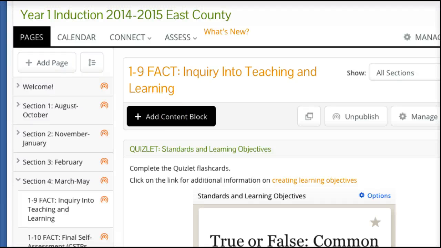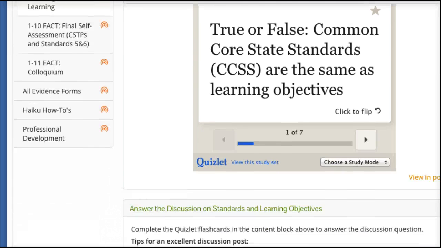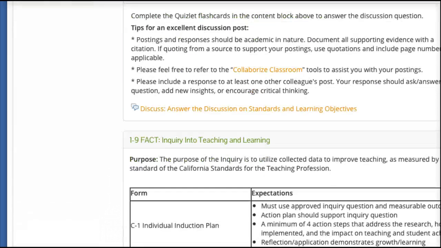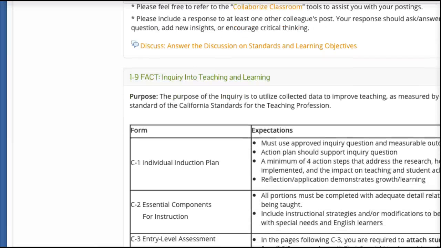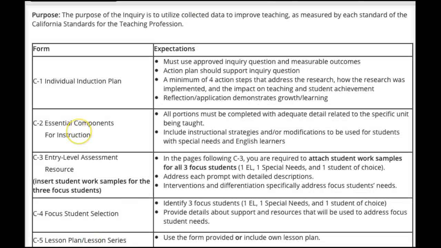Hi, this short video is going to focus on yet another portion of 1-9 Fact Inquiry into Teaching and Learning. We're on this page for haiku, and we're going to scroll down to where we find a listing of the documents that allow us to document our process through our inquiry. We've seen this listing before. At a previous time, we focused on C-2 essential components.